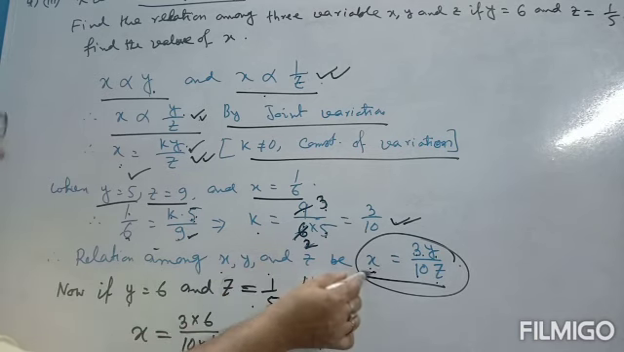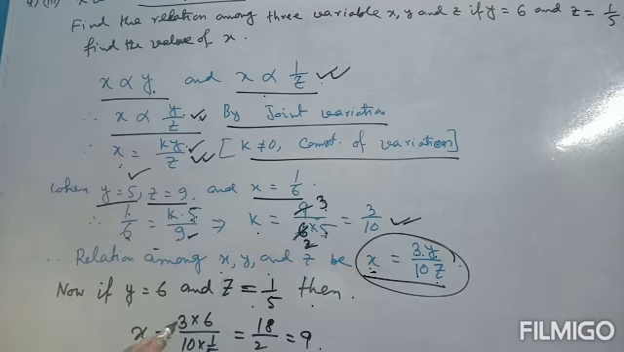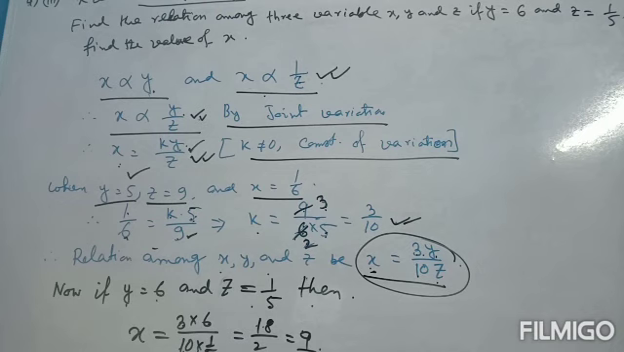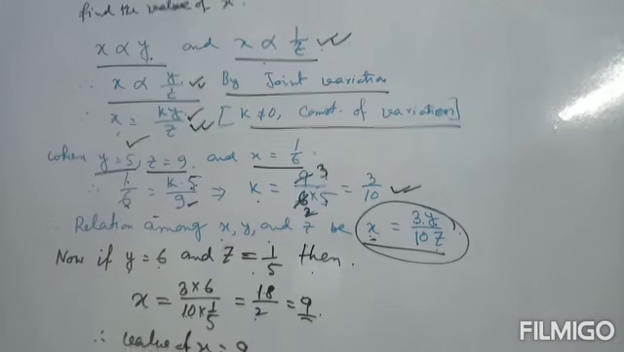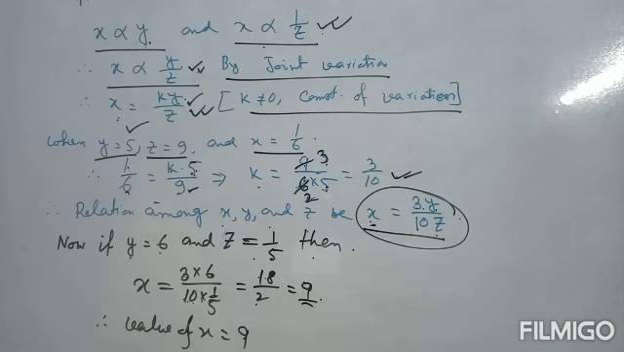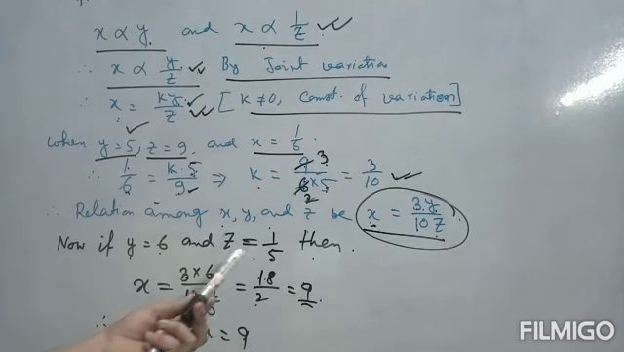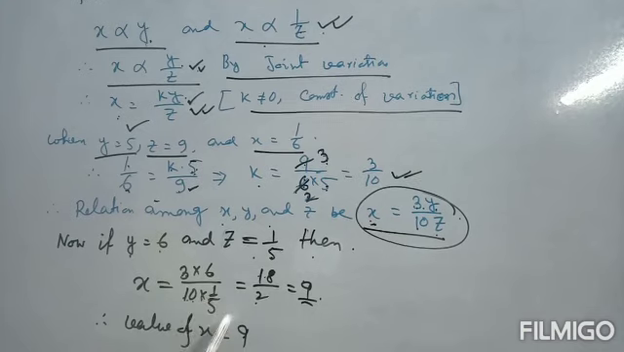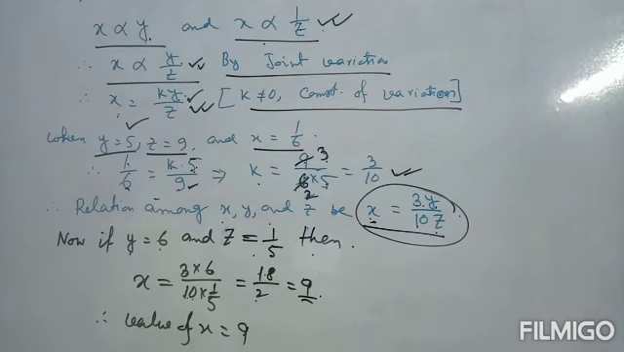So using this relation, X is equal to 3 by 10, and value of Y is 6 and Z is equal to 1 by 5, put here. Then we get 3 into 6, that is 18, and 10 by 5, that is 2. That means 18 by 2, nothing but 9. Therefore X is equal to 9. So if Y is equal to 6, Z is equal to 1 by 5, then by simplification the value of X is nothing but 9.